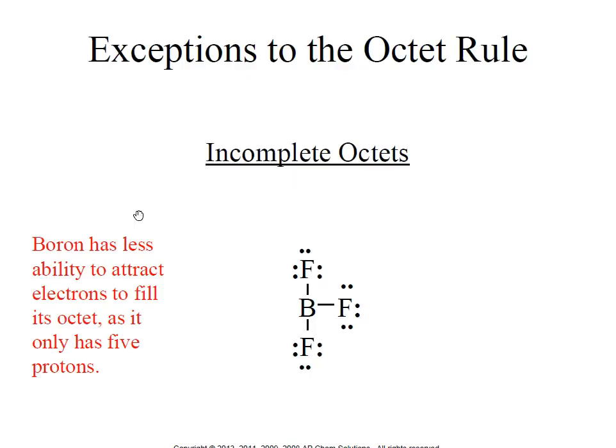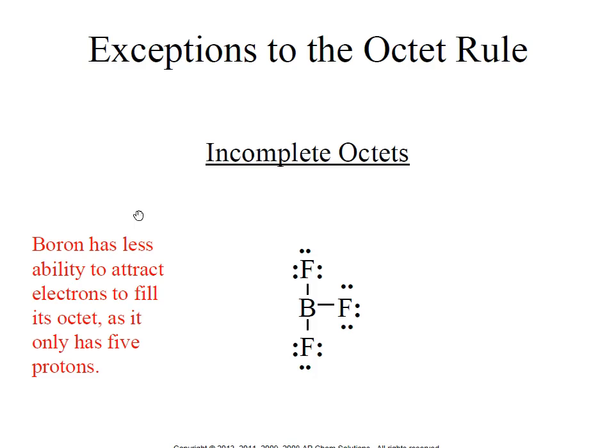So to start, let's look at some exceptions to the octet rule. The first type of exception to the octet rule is called an incomplete octet. These are atoms that in their bonding, they do not have 8 electrons. And we'll see why that is perfectly fine for those elements.